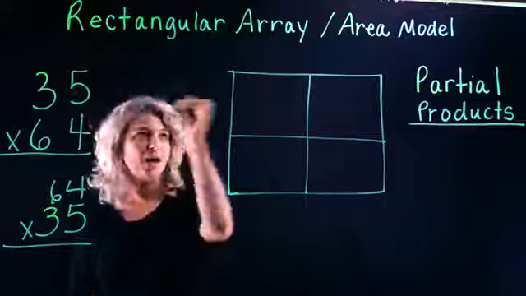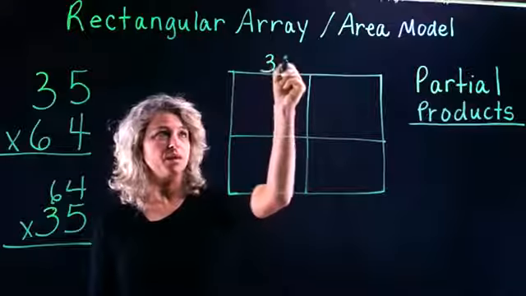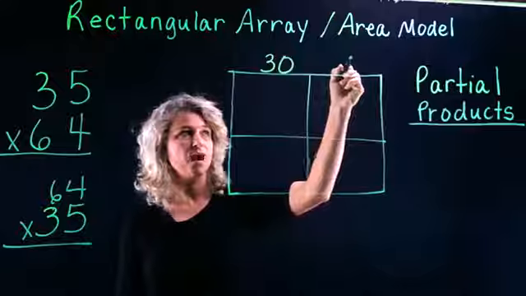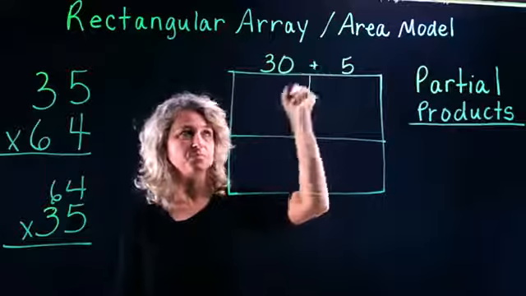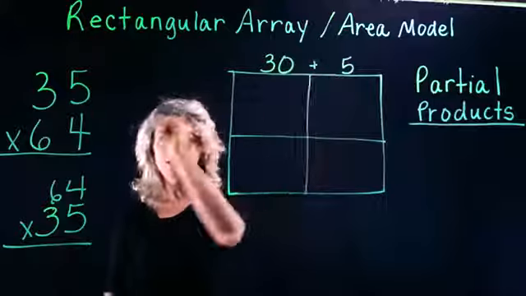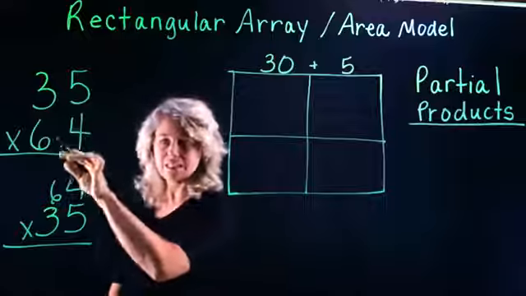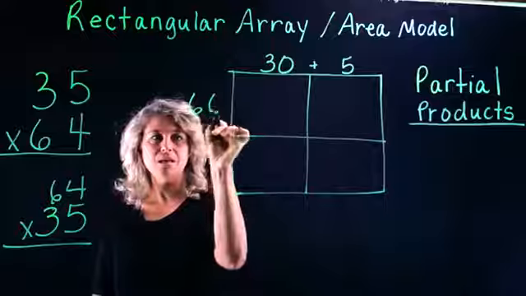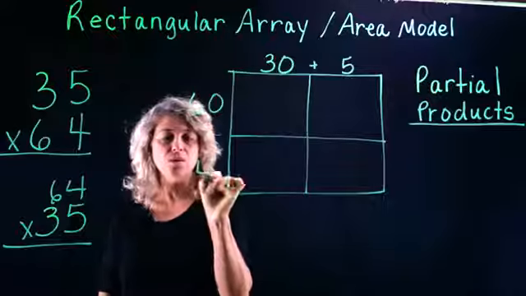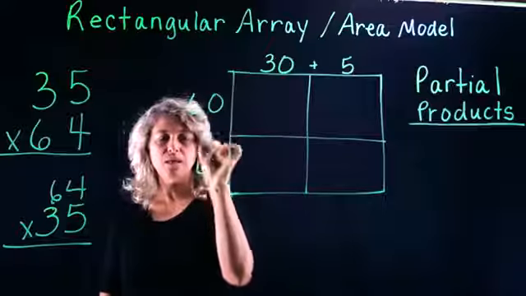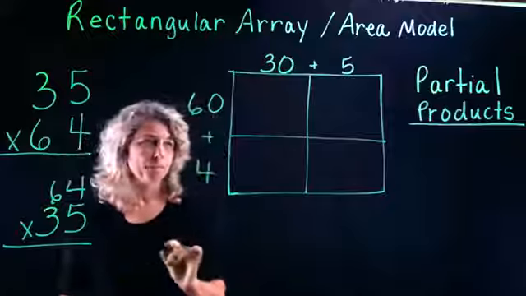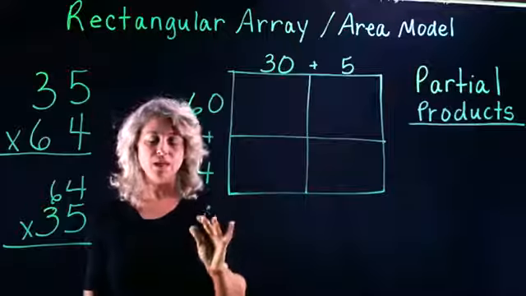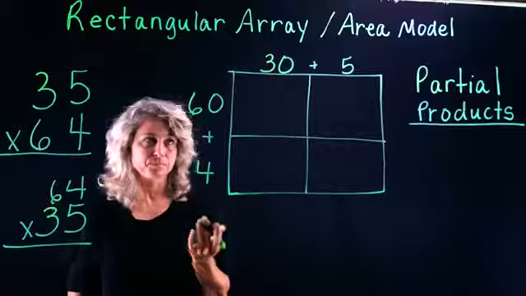So 35. My 3 means 30 and the 5 means 5, because 30 plus 5 is 35. 64. The 6 means 60 and the 4 means 4. And when we add it together, that is 64. So when we have it set up correctly, watch how we multiply.